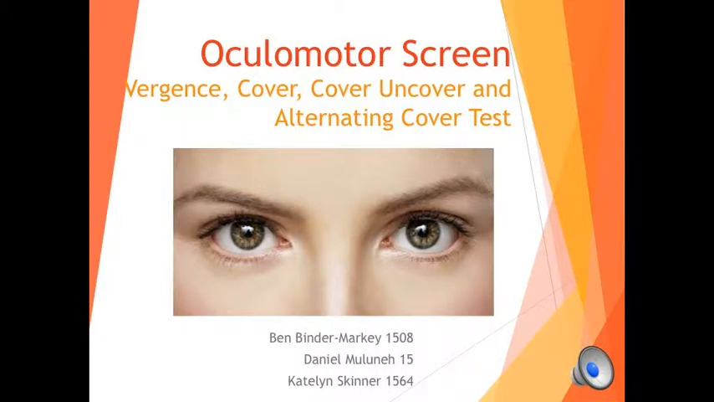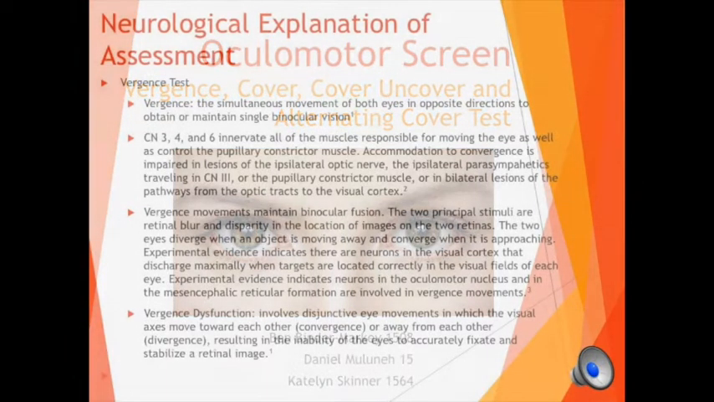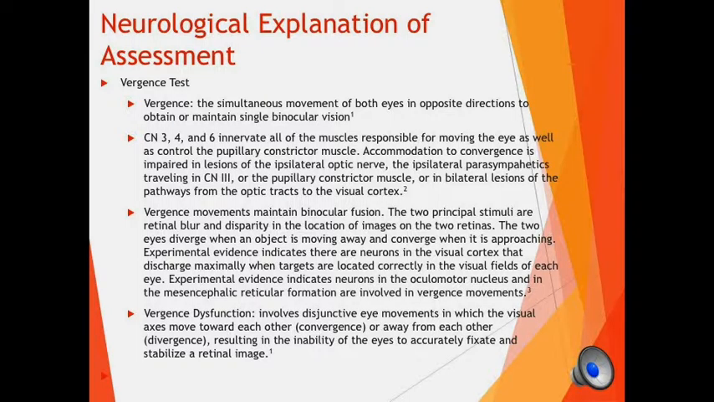Oculomotor screen: vergence, cover, cover-uncover, and alternating cover test. Neurological explanation of assessment. Vergence test. Vergence is the simultaneous movement of both eyes in opposite directions to obtain or maintain single binocular vision.